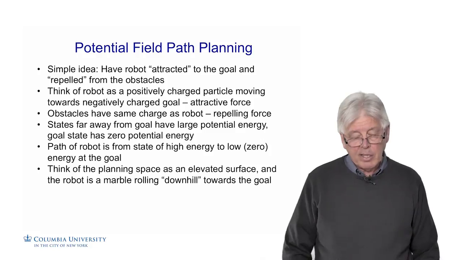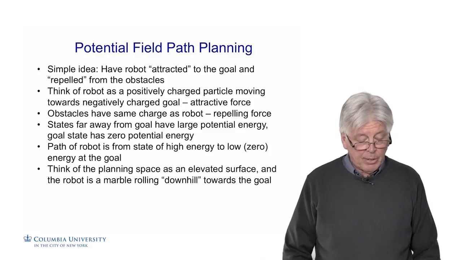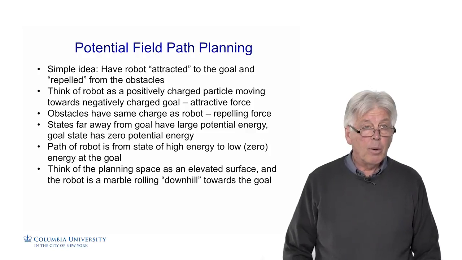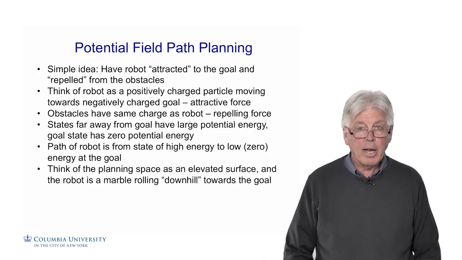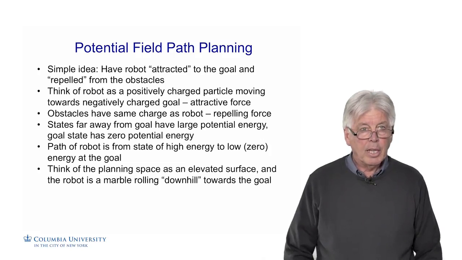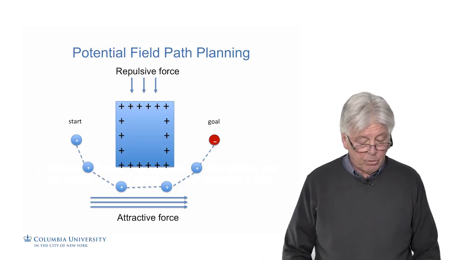You can think of the planning space as an elevated surface, and the robot is a marble rolling downhill towards the goal. So far away, the surface is raised high. Down by the goal, it's very, very low. It's down to zero, and the marble just will roll right down to it.